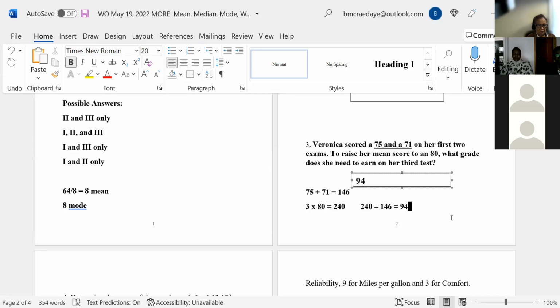Okay. Now I want to very quickly look at ratios. Anybody want to tell me what a ratio is?